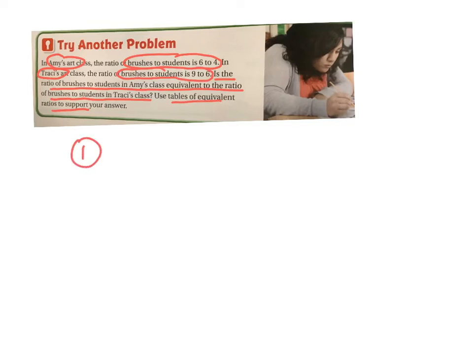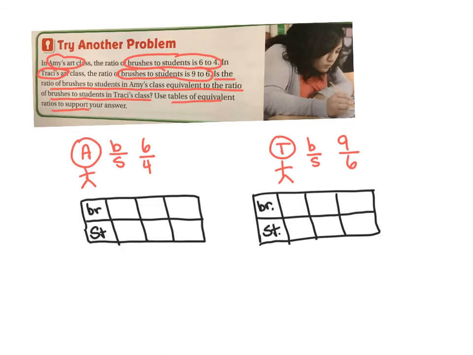So we have Amy, and they have brushes to students. Actually, I'm going to write it as an up and down ratio. Brushes to students is 6 to 4. And in Tracy's class, brushes to students is 9 to 6. And they want to know if those are equivalent ratios, and they want us to use a table. So we'll draw two separate tables. Okay, so I've done the tables, brushes to students. So I'm going to put this ratio 6 to 4 in our brushes to students.